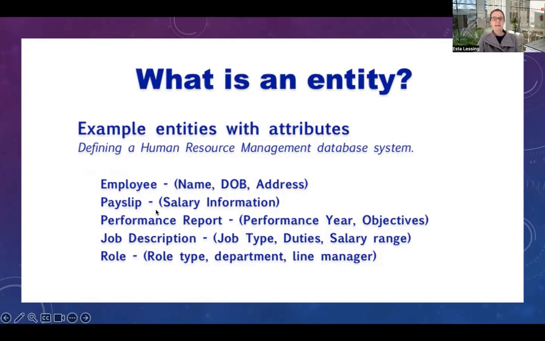And the same goes for a payslip, which can be defined by attributes like salary information. Here it might be the amount of salary, the level of salary, or however you describe payslips, the date of the salary being paid, and the rate and the currency and so forth. So there would be all kinds of salary information attributes that you could include here. And then so on and so on. So let's look at the last one. A role entity would be described by attributes such as a role type, a department, and a line manager.